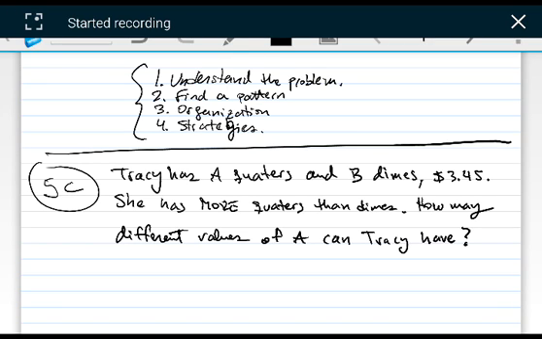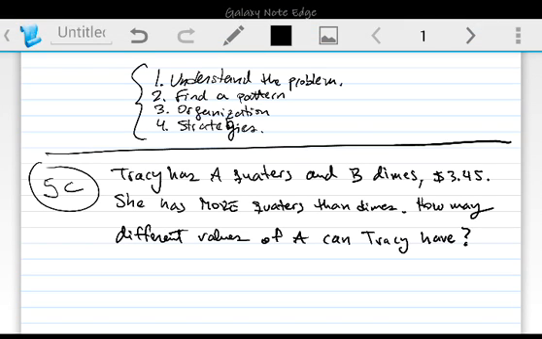Okay, for Math Olympiad test number 5, problem 5C, notice that for the first two I was writing them up as 4A and B, but it's actually 5A and B. But on 5C, we have a money problem, and the problem says that Tracy has A quarters and B dimes, and the total value that she has is $3.45. And then she has more quarters than dimes. And then the question is, how many different values of A can Tracy have?